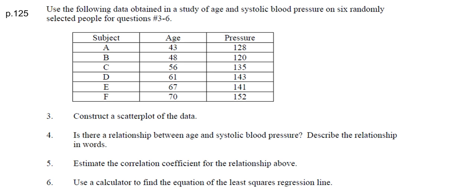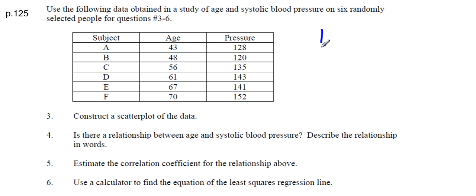Page 125, we're going to take a look at problems 3 through 6. We're asked to use the following data obtained in a study of age and systolic blood pressure on 6 randomly selected people. So we've got the 6 people, A through F, and here are their ages and their blood pressure.